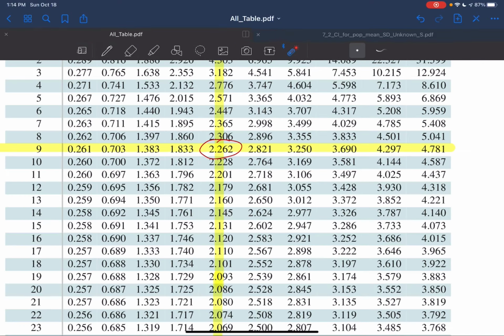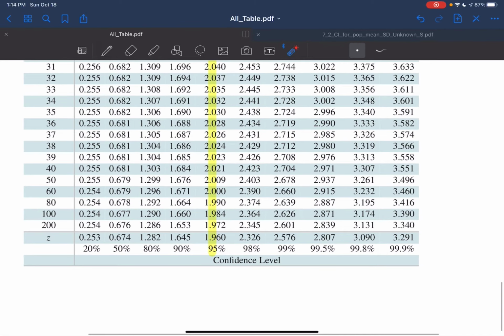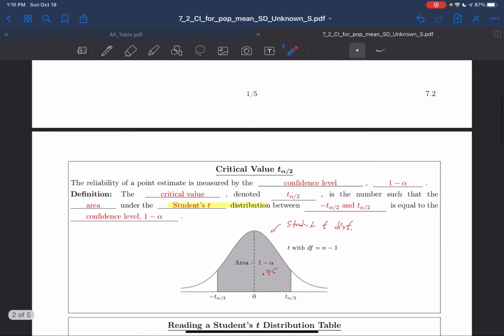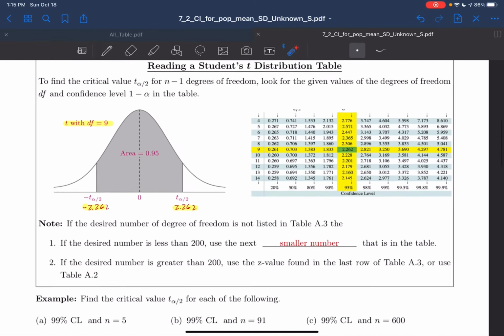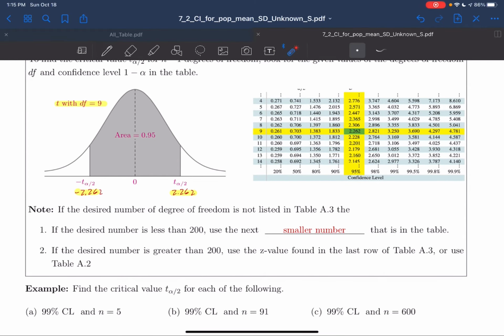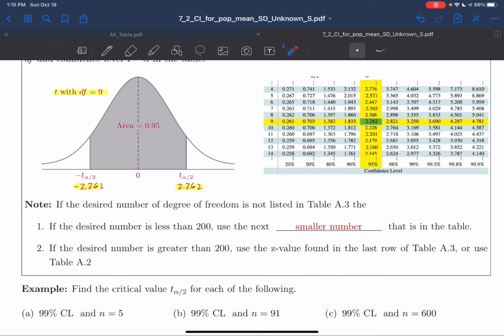So if you look at the table here, if it's greater than 200, then we actually just use the z table, because if we remember, if our degree of freedom gets bigger and bigger and bigger, it actually starts to approximate a standard normal curve. And that's why we were able to use z values instead of t values, because it's approximating a normal curve. But if it's less, then we have to use this chart.